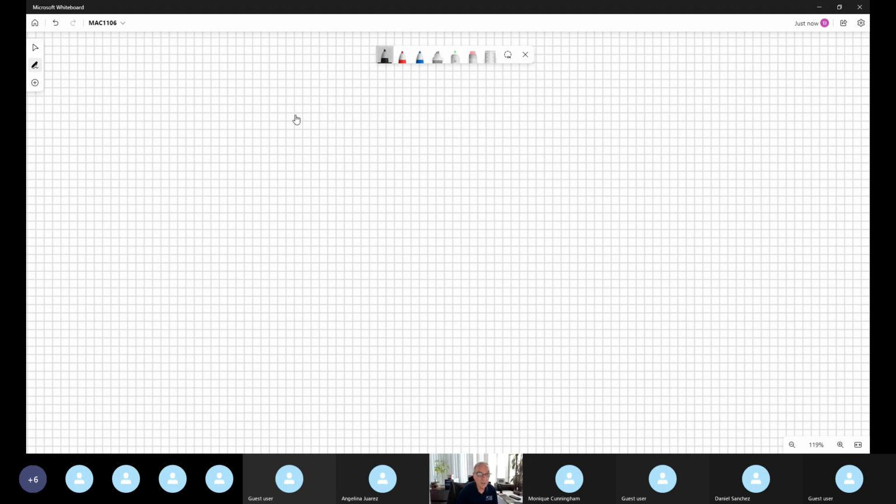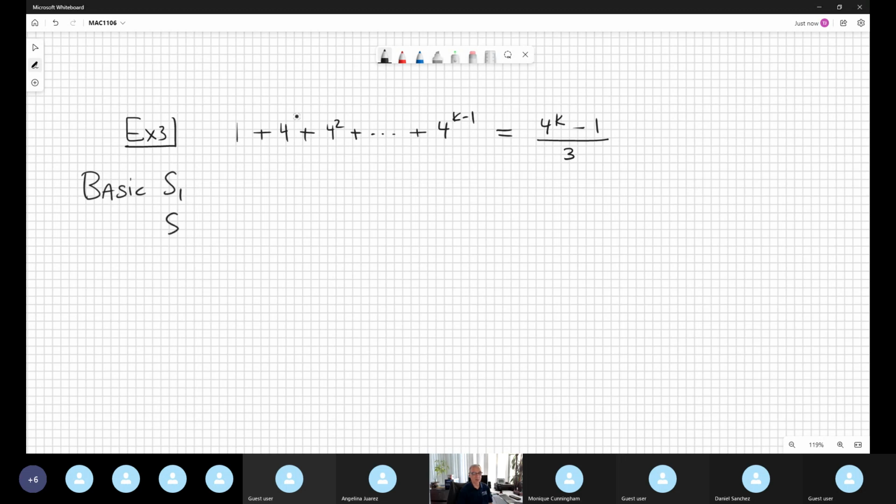Okay. Proof. Example 3. Using mathematical induction, prove that 1 plus 4 plus 4 squared plus 4 cubed plus up to 4 to the k minus 1 is equal to 4 to the k minus 1 divided by 3. Remember, basic case. In my class, I guarantee, S1 is the first, not S2, not S3.